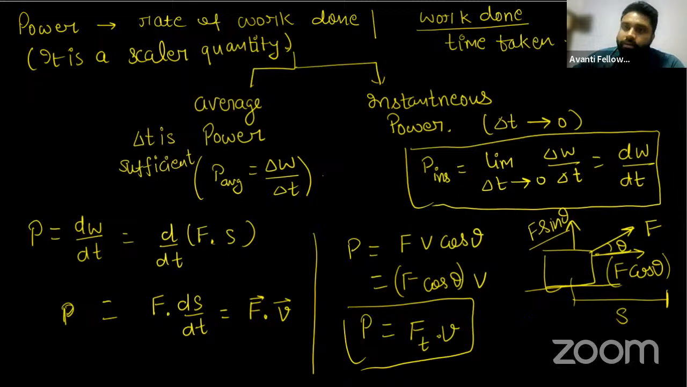So that is why only the component of force in the direction of displacement is responsible for the work done, and work done per unit time is power. So the component of force in the direction of displacement, or in simple terms in the direction of velocity, because the change in displacement is the velocity. That is why you have to take the component of force which is in the direction of displacement or velocity, and it's usually the tangential component of force. So this is what I had to tell you about power.